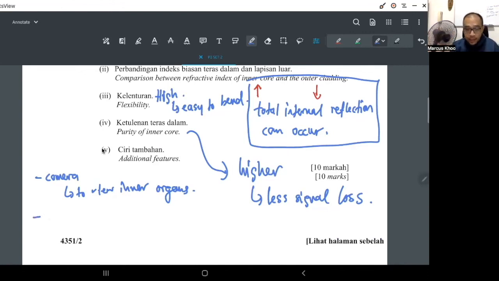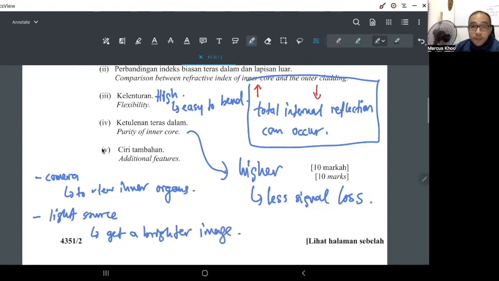Another thing is we usually add a light source. Not a torch light, but at least there is a small light. Why? Because the inner organs inside your body are very dark. If you put a camera inside but there's no light, what can it see? So the purpose of the light source is to get a brighter image.